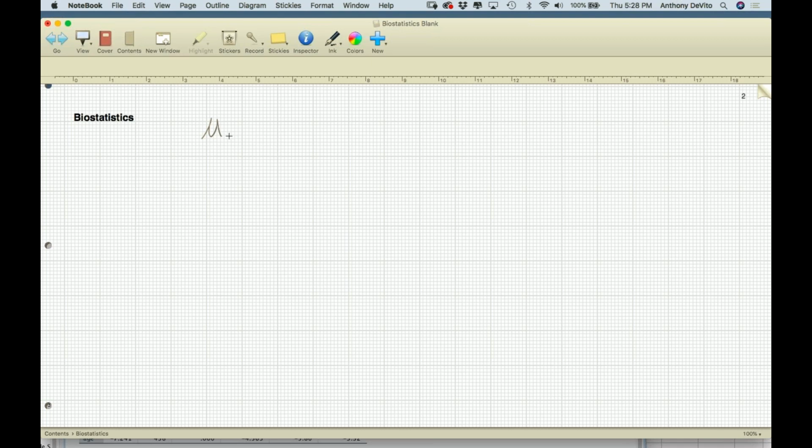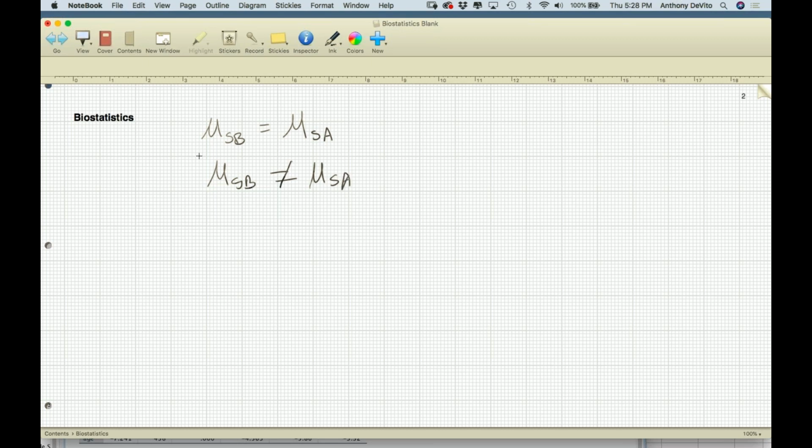Absolutely. The mean stress level before is equal to the mean stress level after. That's our null hypothesis, right? What's our alternative hypothesis? That the mean stress level before is not the same as the mean stress level after.